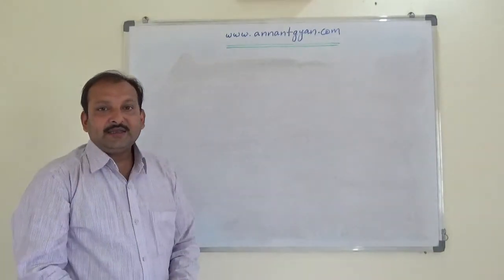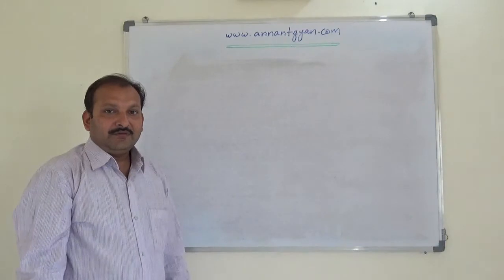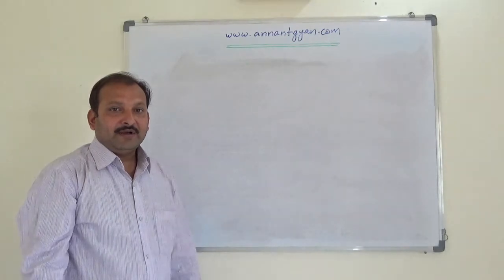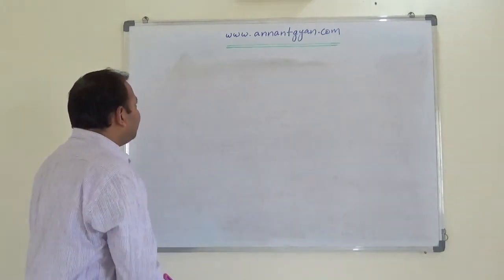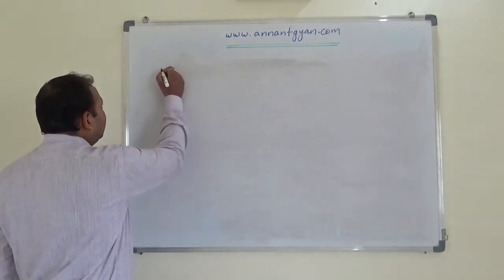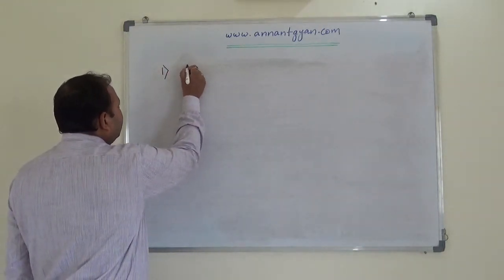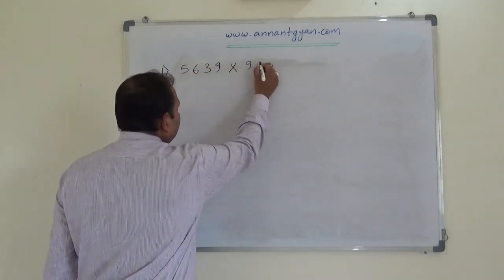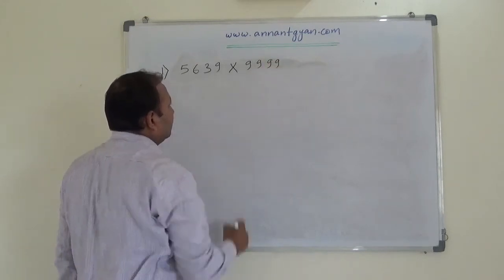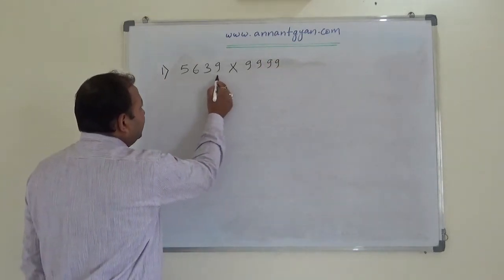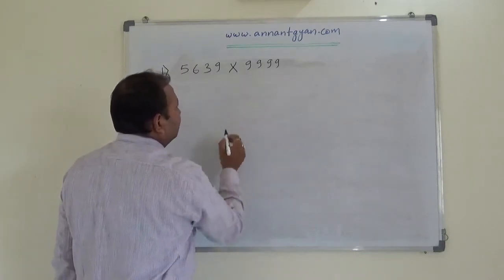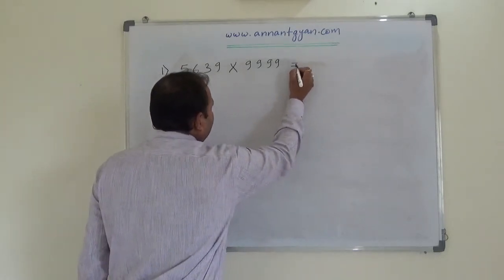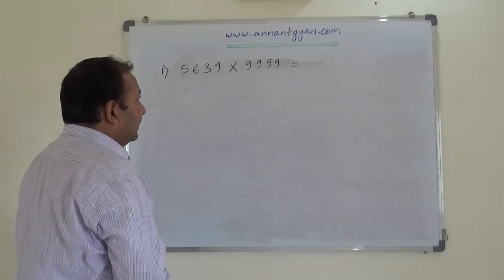First of all, I shall take the numbers of series of 9 and we shall multiply that series of 9 with any number and we shall get the results quickly. So this is the 4-digit number and this is also 4-digit nines. So there are 4 nines here and these 4-digit numbers we shall multiply together and we shall get the answer quickly. Now what is the answer of this?